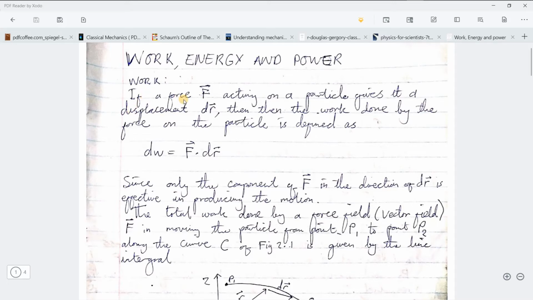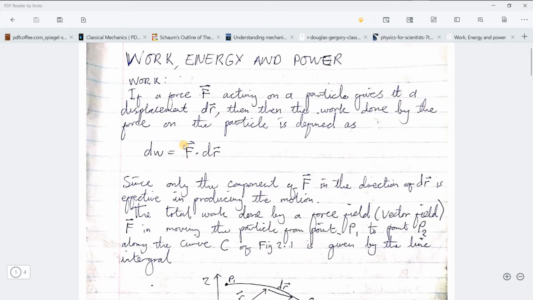Here we're saying that if a force F acting on a particle gives it a displacement dr, and you all know what displacement is, this dr just represents a change in displacement, then the work done by the force on the particle is defined as dW equals F dot dr.